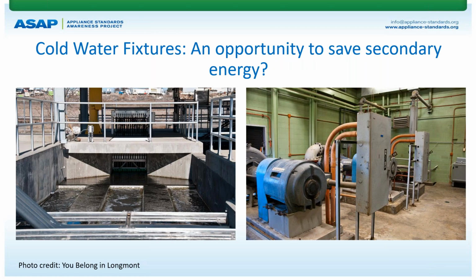Here we have some photos of a wastewater treatment plant in Longmont, Colorado, pumping water to households and treating wastewater after the water is used. Both are processes that use energy. Standards on these cold water appliances could save secondary energy in the form of pumping and wastewater treatment reductions. A 2017 Energy Information Administration report noted that energy embedded in water is roughly 3.5% of current total US annual electricity consumption. So our organization hasn't tried to estimate secondary energy savings that could come from cold water using appliance standards, but these processes do represent a potential avenue for regional or municipal energy savings.